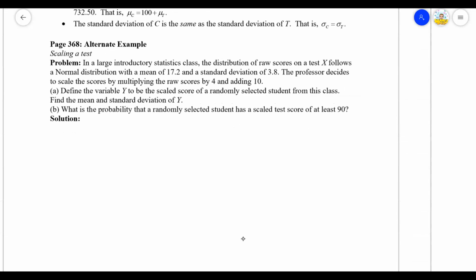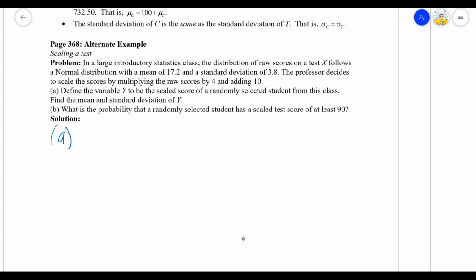In a large introductory statistics class, the distribution of raw scores on a test X follows a normal distribution with a mean of 17.2 and a standard deviation of 3.8. The professor decides to scale the scores by multiplying the raw scores by 4 and adding 10. So this is going to change all the scores. So we want to know what's going to happen to the mean and standard deviation, okay?